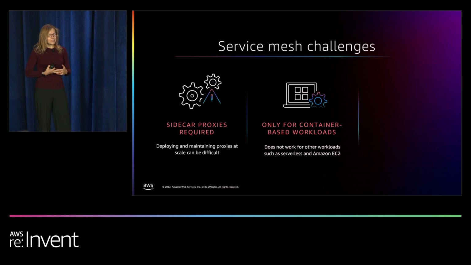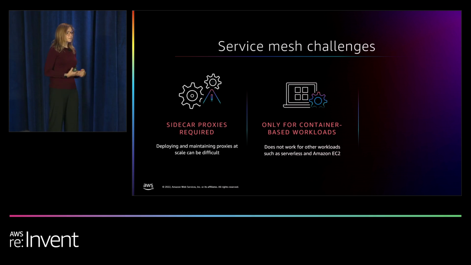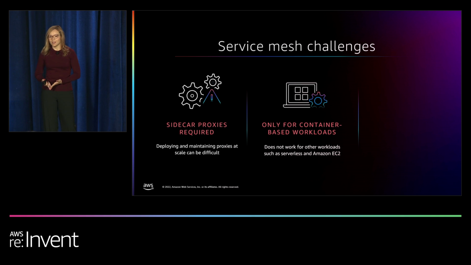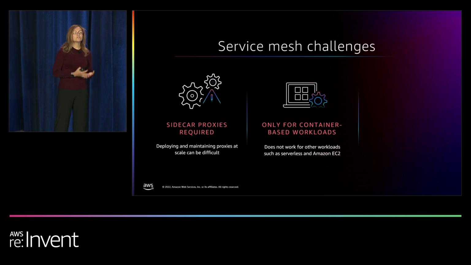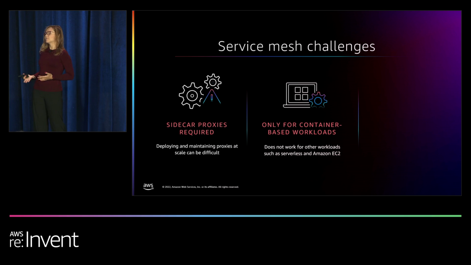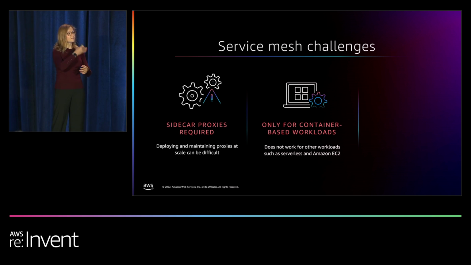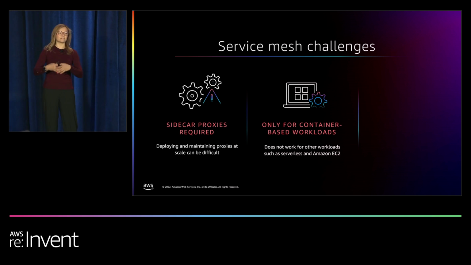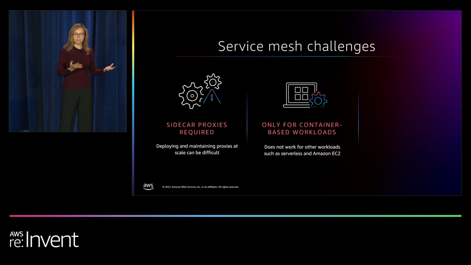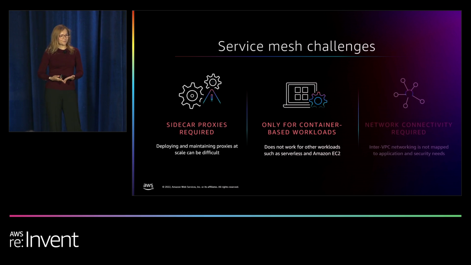Then the second one is that service meshes work very well with container-based workloads. But what if the environment is not 100% containers? You may have different compute platforms. You use Lambda functions. You may use ECS or any other, or EC2 even, right? How do you integrate those workloads into the service mesh?